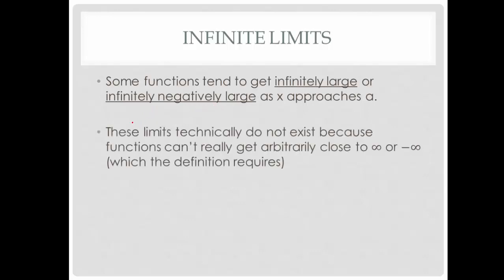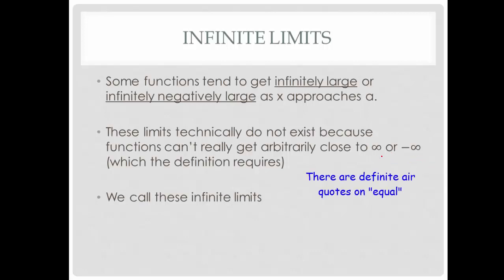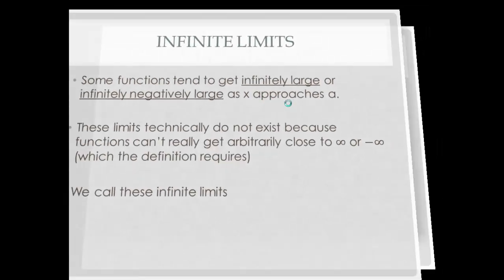So if that happens, technically these limits do not exist, because by definition of a limit, we would need to be able to get arbitrarily close to infinity or negative infinity. Well, infinity is a concept, it's not a number, so you can't get close to infinity, because no matter how close you get, you can get infinitely closer. So technically these limits don't exist. We call these infinite limits, but we do try to answer them whenever possible as the limit equaling infinity or negative infinity. They're equal, but we'll talk about what that means, because it doesn't mean the same thing as when it equals a finite number.